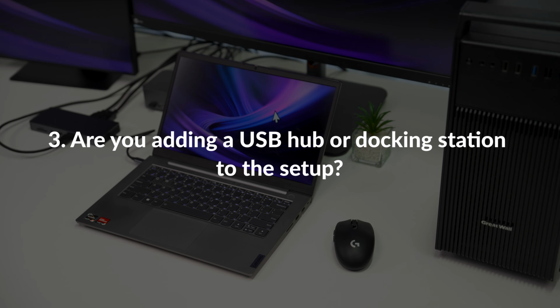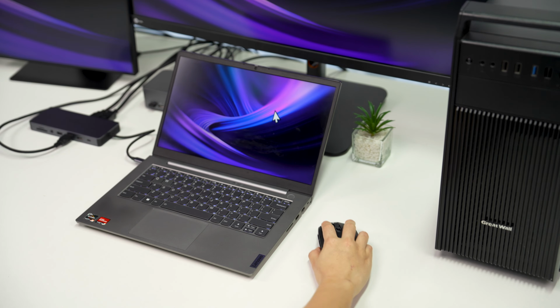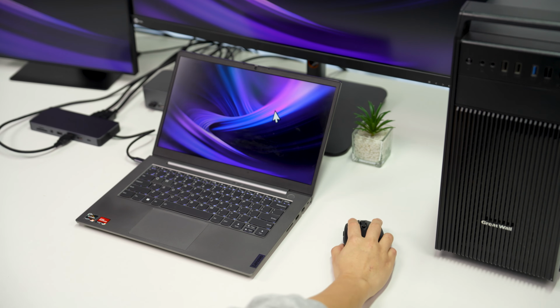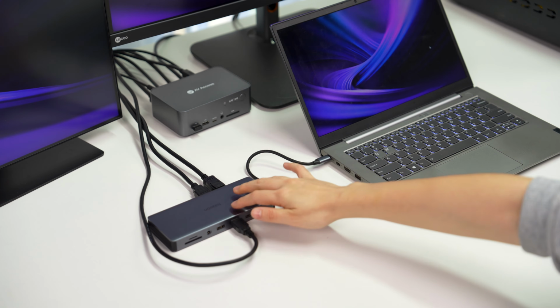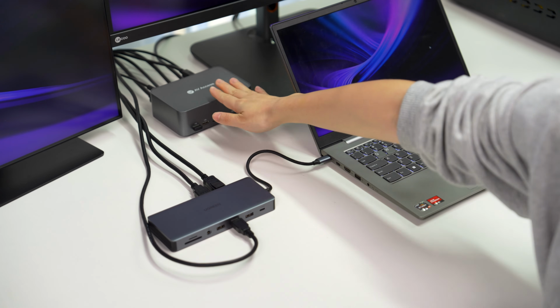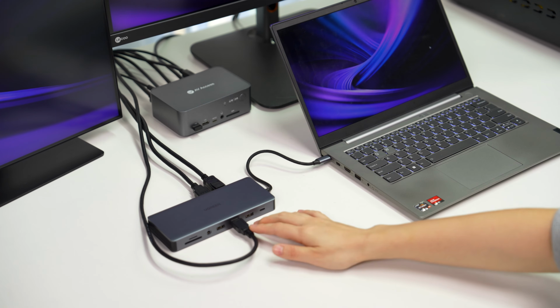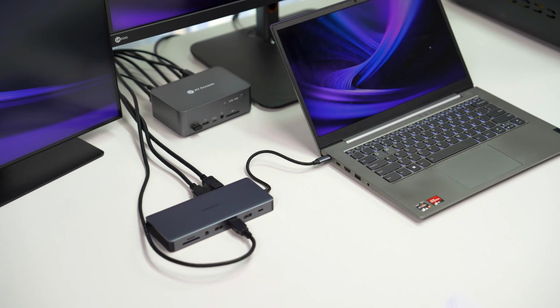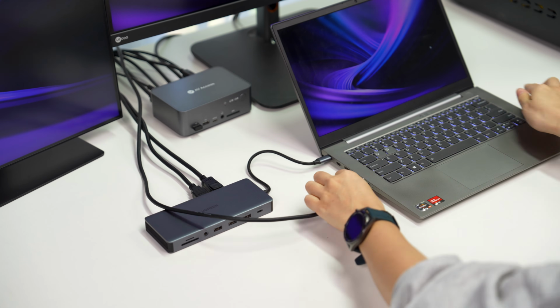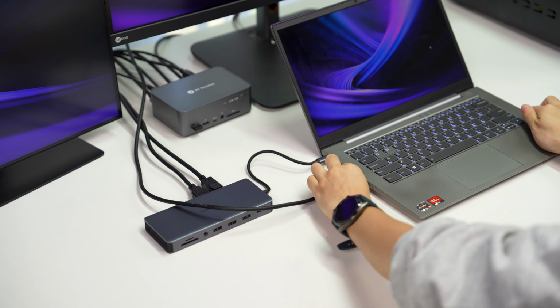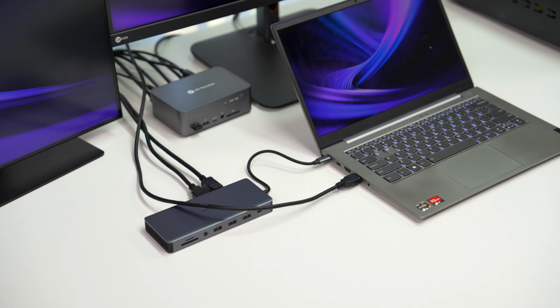Number 3. Are you adding a USB hub or docking station to the setup? You may use a hub or a docking station for your laptop to get more ports. If you are connecting your laptop USB to the KVM switch via the hub, the USB transmission may have problems because it goes through too many tiers, and the signals fail to reach the other side. Try connecting your laptop USB directly to the KVM.